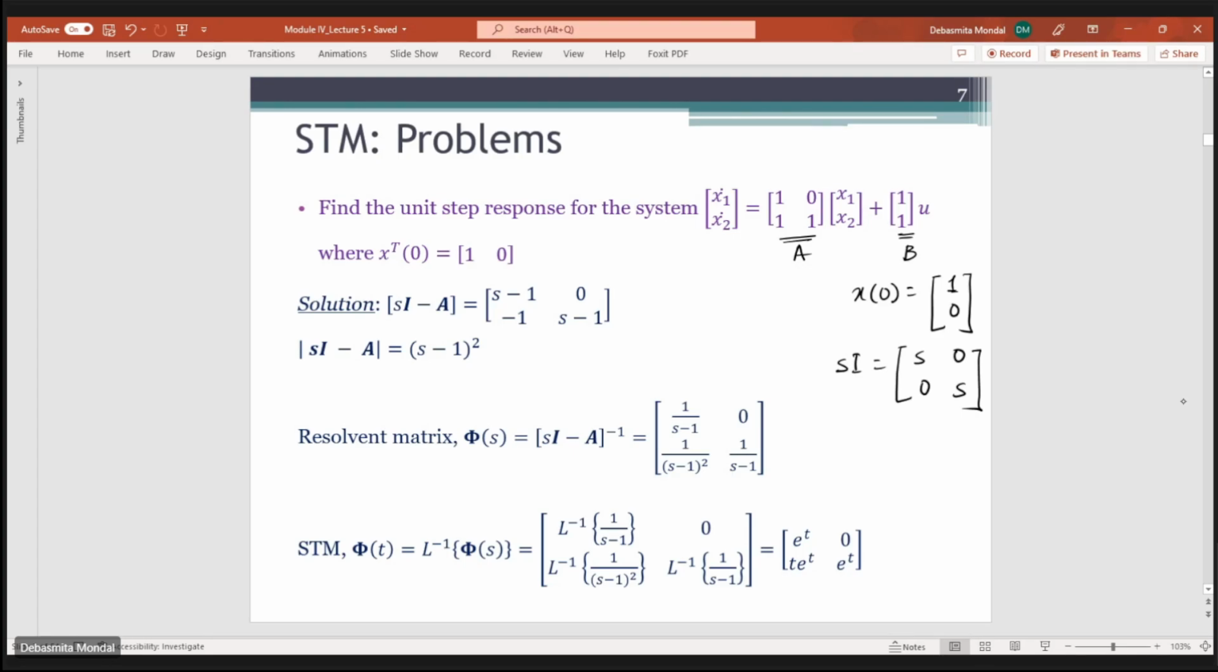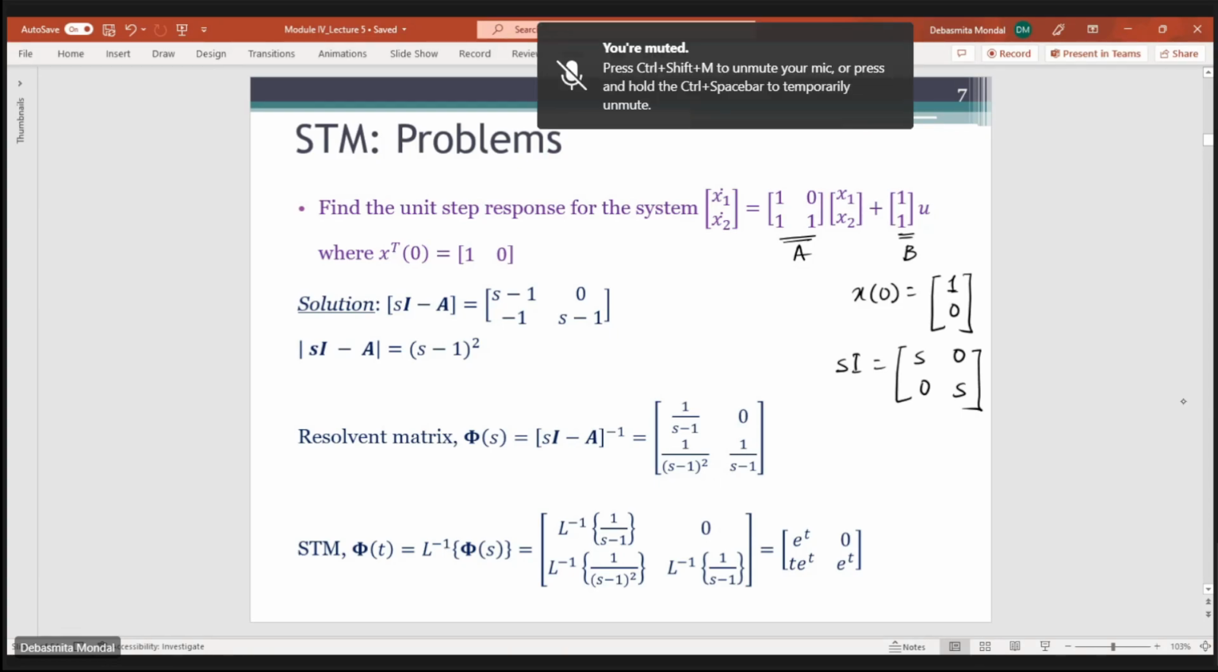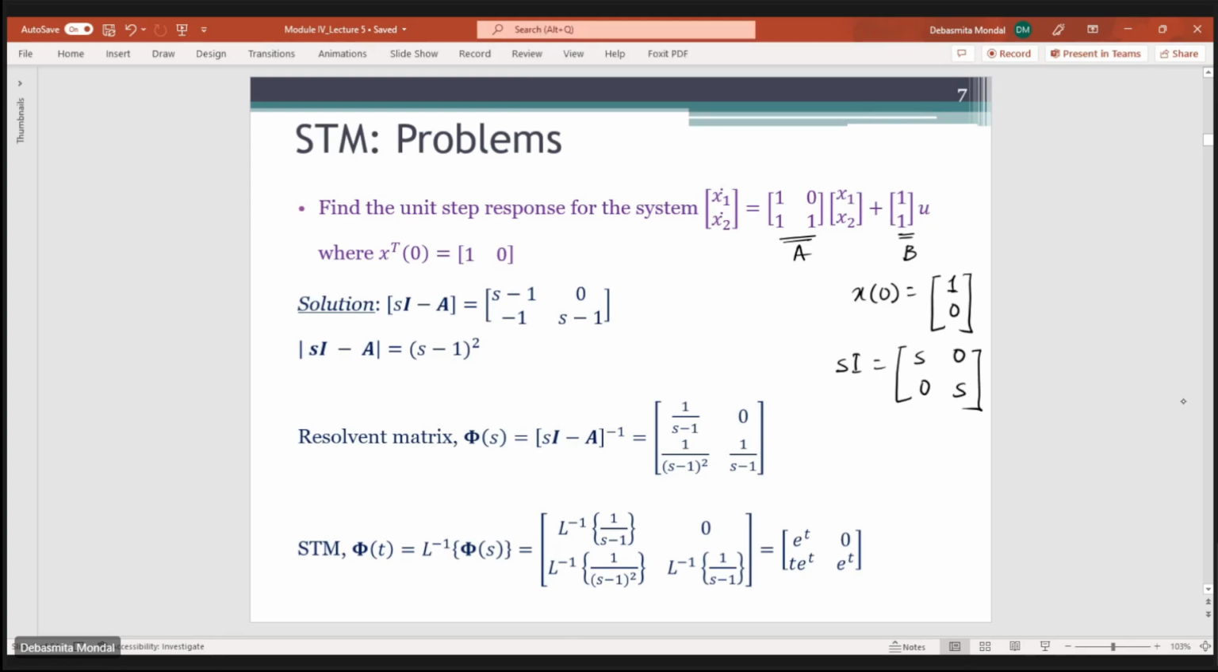Taking the Laplace inverse means you take the inverse Laplace of each individual element of this matrix. The first element is the Laplace inverse of 1 by (s minus 1). This element is the Laplace inverse of 1 by (s minus 1) whole square. This would obviously be 0, and this one is again the Laplace inverse of 1 by (s minus 1). So this term will be e to the power t, this term becomes t e to the power t, and similarly e to the power t. So you can compute the value of phi of t.